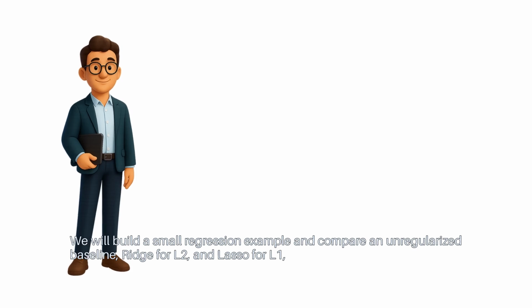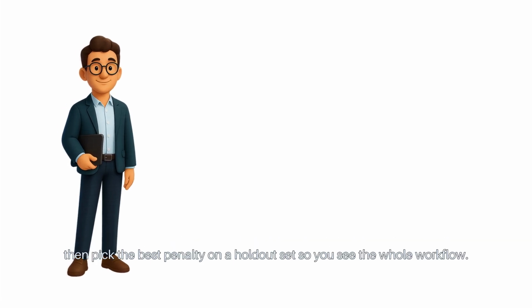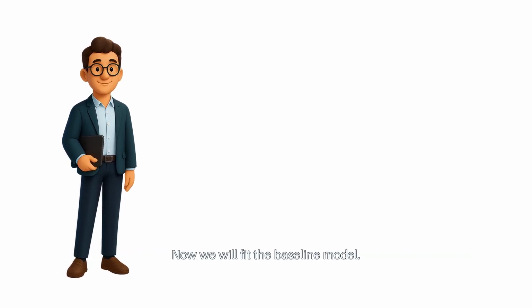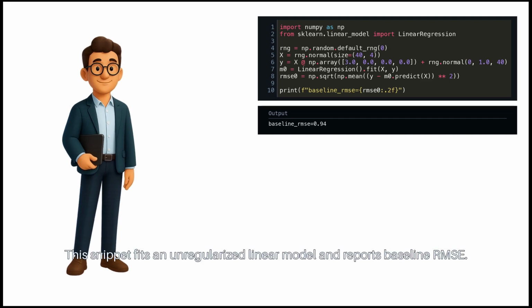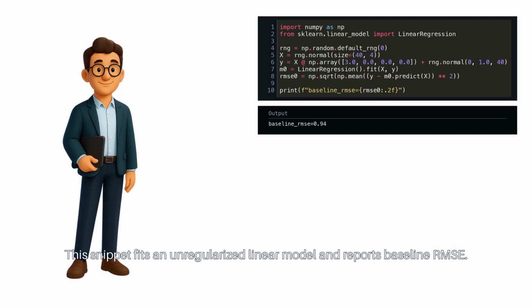We will build a small regression example and compare an unregularized baseline, Ridge for L2 and Lasso for L1. Then pick the best penalty on a holdout set so you see the whole workflow. Now we will fit the baseline model. This snippet fits an unregularized linear model and reports baseline RMSE.